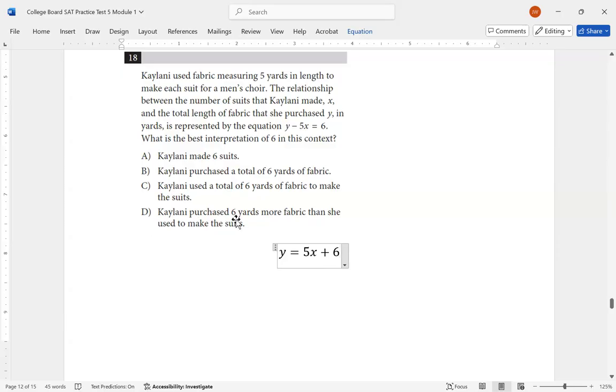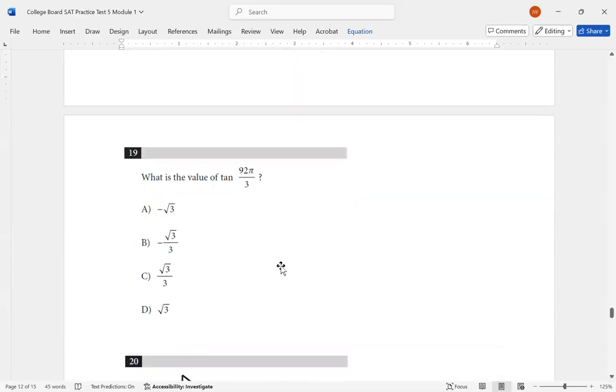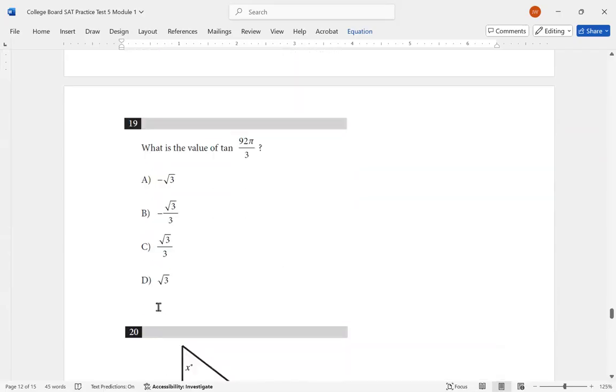Kaylani purchased 6 yards more fabric than she used to make the suits. She made the 5X, that was how much fabric went into the suits, and then 6 was left over, and that was the total amount she purchased. So she purchased 6 more yards than used in the suits. So the answer to question 18 is D.